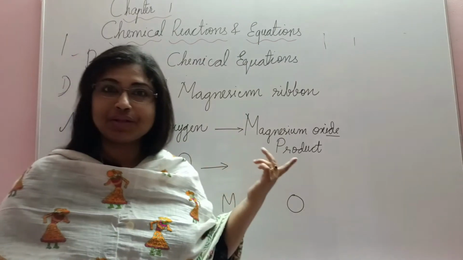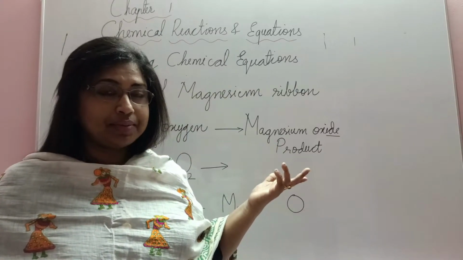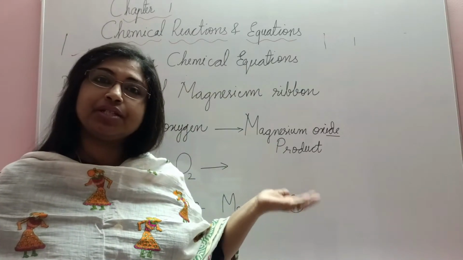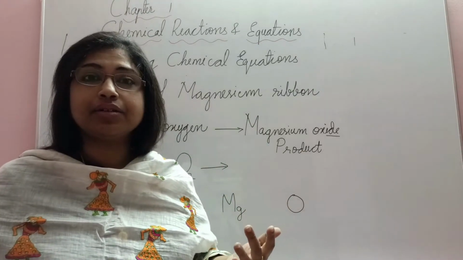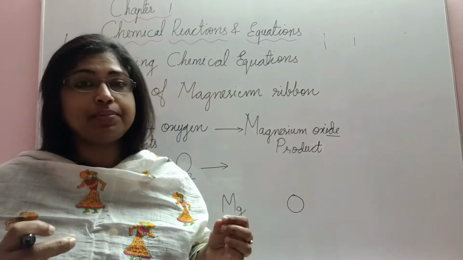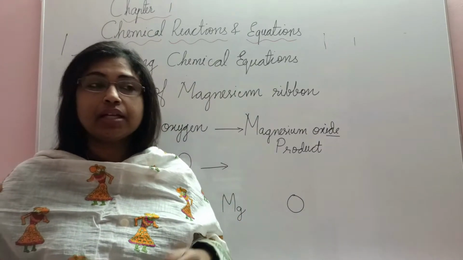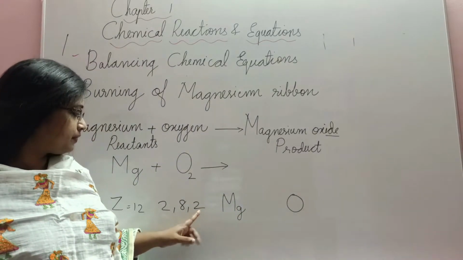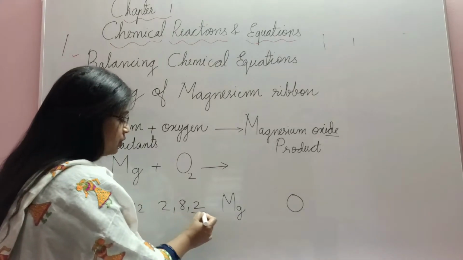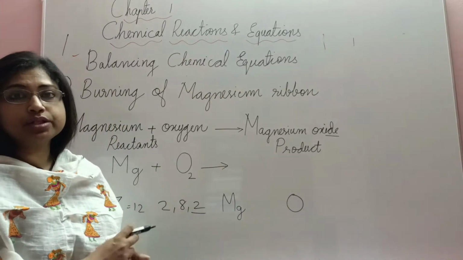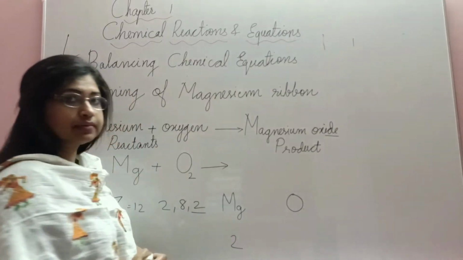And do you remember the octet rule? All atoms which are not stable, which do not have an octet configuration, try to gain or lose or share their electrons in order to achieve the stable octet configuration of the nearest noble gas. So in the case of magnesium, it will lose 2 electrons to gain the octet configuration. So the valency of magnesium is 2.